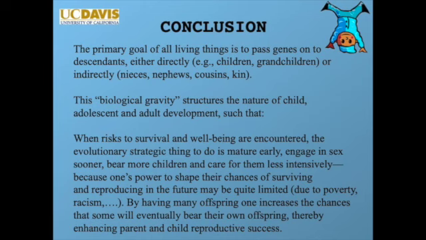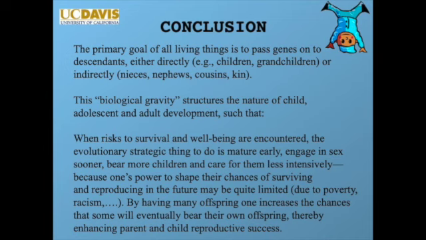Conclusion. The primary goal of all living things is to pass genes on to descendants, either directly through their own children and grandchildren, or indirectly through their nieces, nephews, cousins, and kin. The concept of inclusive fitness. We have to consider not only the genes of ours that we pass down, but our kin pass down, because we share genes with our kin.